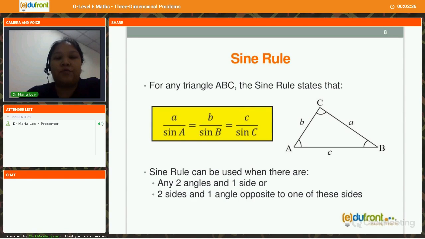Then after that, we talk about sine rule. For sine rule, it applies to any kind of triangles, and we make use of the ratio of the side and the opposite angle. For example, we have a over sine A, so we have a over here, sine angle over here, sine A, and that is equals to b over sine B, as equals to c over sine C. The sine rule is used when there are any two angles and one side, or two sides and one angle that is opposite to one of these sides.